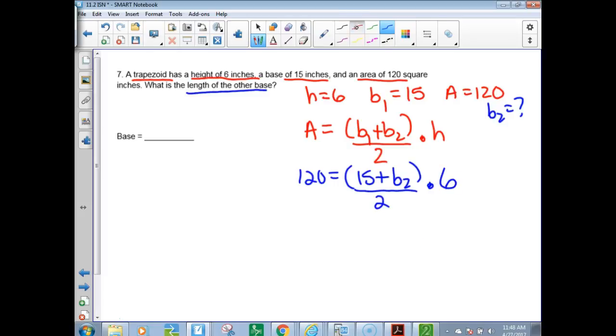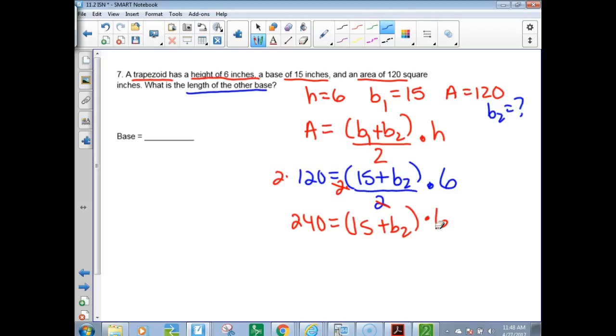Okay, to solve this problem, there's multiple ways that we can get this algebraically solved. One way would be, well, just multiply both sides by 2 here to get that division out of there. So we'd have 240 equals, and then I'd still have the 15 plus B2, and that would be in parentheses still, then times the 6. Now, you could have divided the 2 into the 6, but I chose to get rid of the division first.